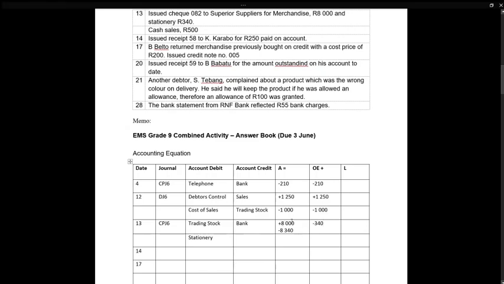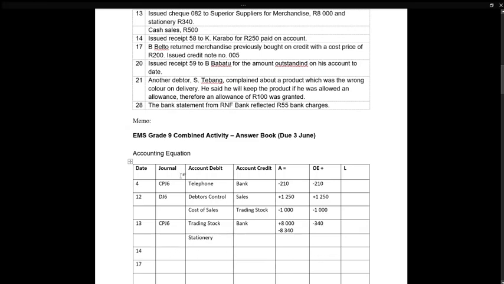Plus 8,000 minus 8,340 will equal 340 minus 340. Therefore, minus 340 will equal minus 340 plus 0. I've done this one correctly.